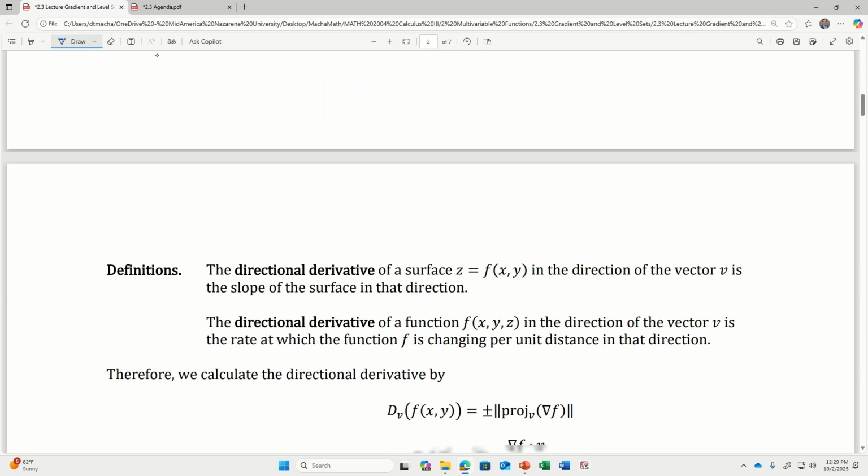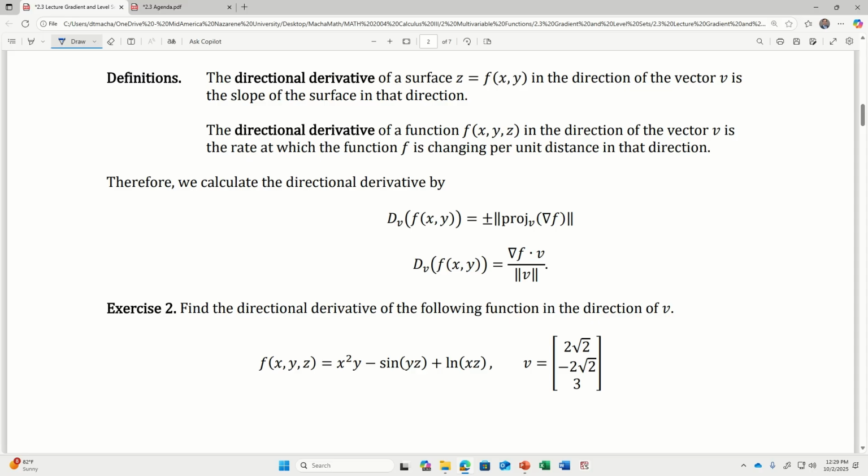Now, the directional derivative of a surface. I can define a surface by setting the z coordinate equal to a function of the x and y coordinates. That will give me a surface in 3D space. So the directional derivative is going to be some derivative in the direction of the vector v. So we're going to be given a vector v. And that's going to be the slope of the surface in that particular direction.